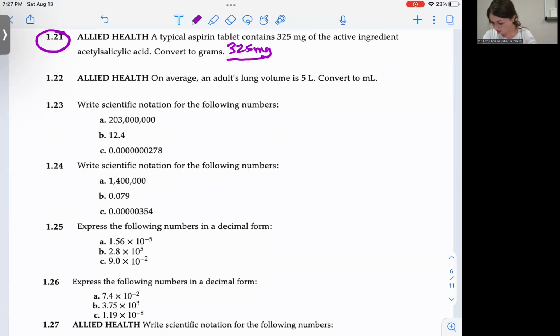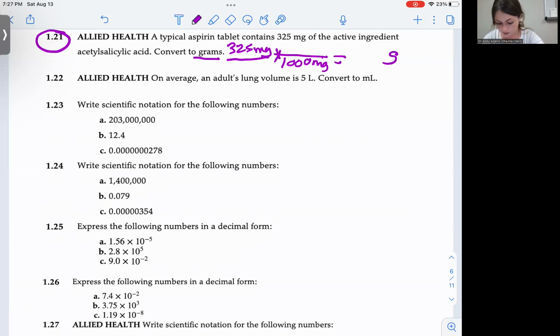Okay, so we have mgs here, and we're wanting to convert to grams. So what are we going to use? Our conversion factor, our magical conversion factor. That's your friend that's going to help you out. And so you have 1,000 milligrams in 1 gram, right? Because you want to convert to grams. Your answer is going to be in grams.